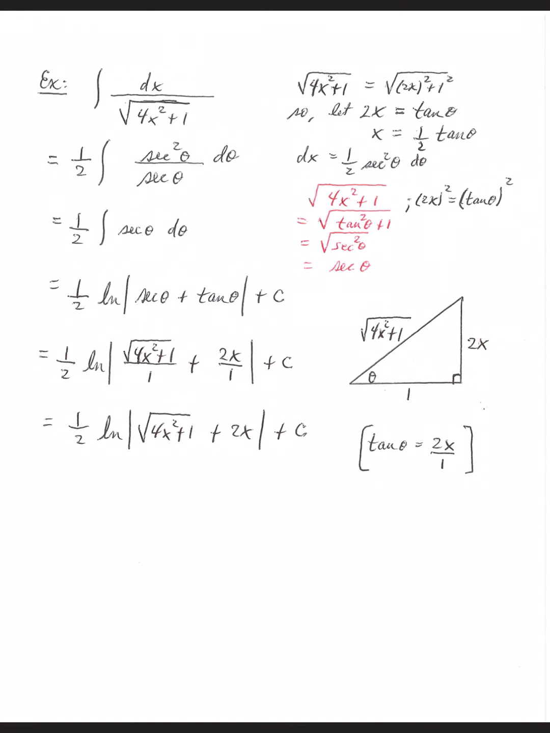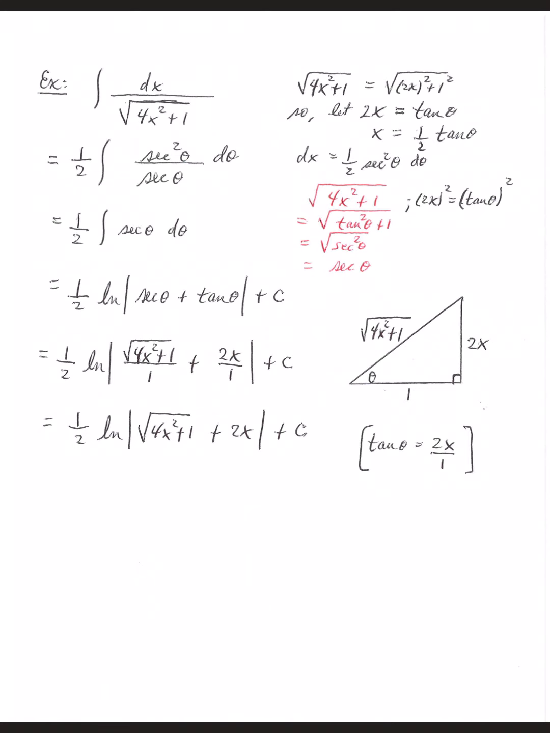Tangent is opposite over adjacent, and putting that little trick of doing over 1 gives you a second number to work with. Using the Pythagorean theorem, a squared plus b squared equals c squared gives us this third side, which is the hypotenuse, and that's the square root of 2x squared, which is 4x squared, plus 1 squared, which is 1. Once you have all three sides labeled and know their lengths, then you jump back in and you can convert from theta back to x.